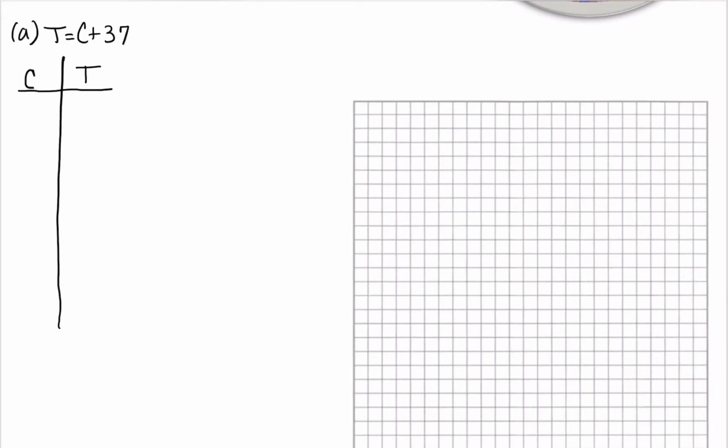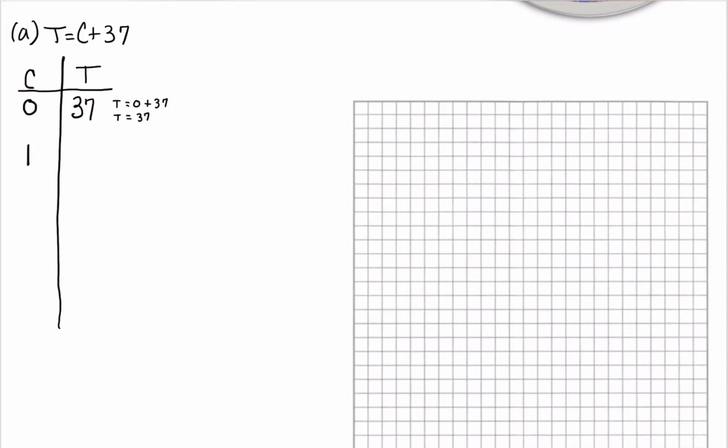Now let's think about this. C is cricket chirps in 15 seconds, so it doesn't make sense to do anything with negatives. So in practical terms of this problem, it only makes sense to start with 0. And all we're really doing here is this arithmetic. We're subbing in 0, and so we're going to get that T is equal to 0 plus 37, so T is equal to 37. And so on.